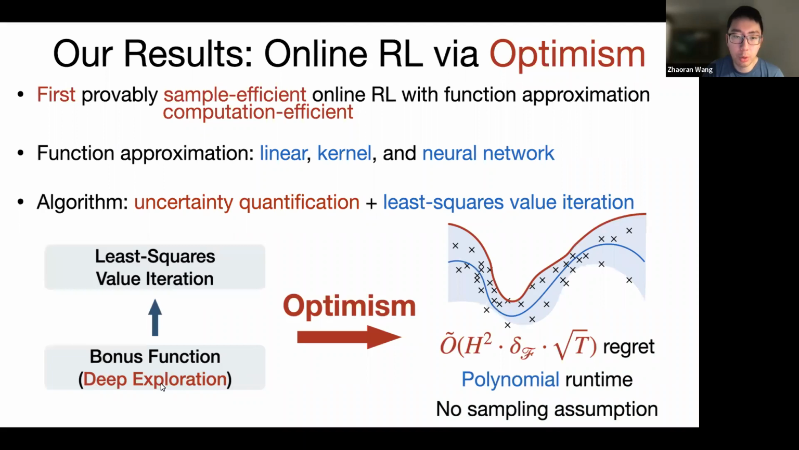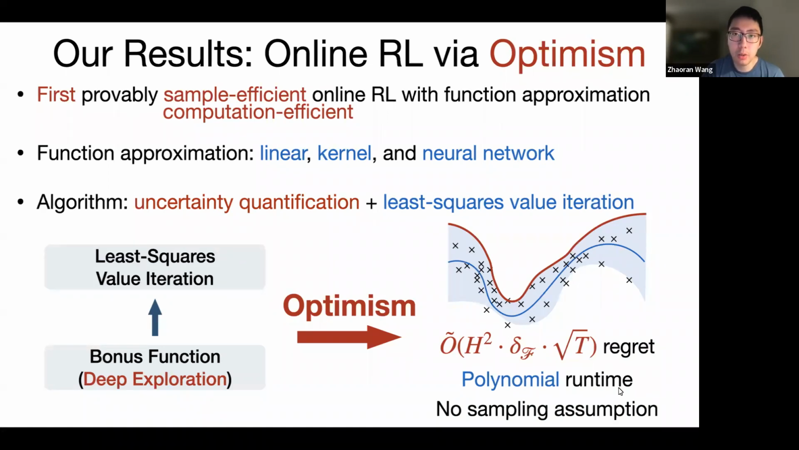Equivalently, we can show this is also a type of bonus function added to the value function. So we're using this bonus function as an incentive to drive the exploration process. We have a polynomial dependency on the horizon, a dependency on the function class complexity, and also sqrt regret. So this is an optimal dependency as well. We can also get a polynomial runtime.